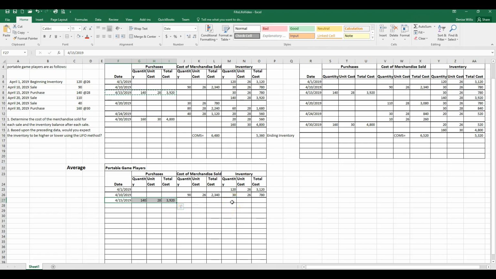What we do at each purchase point, and let me just go ahead and mark a purchase point with an asterisk right here. So that's a purchase point. We recalculate an average inventory. So we had 30 units. We just bought 140. How many do we have now? We have 170 units. Okay. Now, we want to know how much did it cost us.